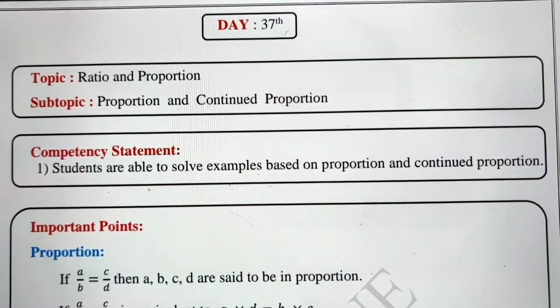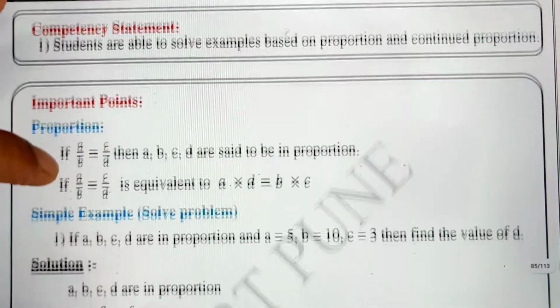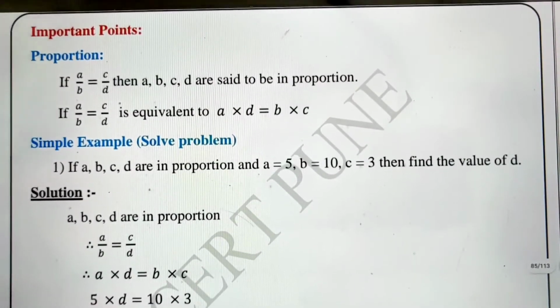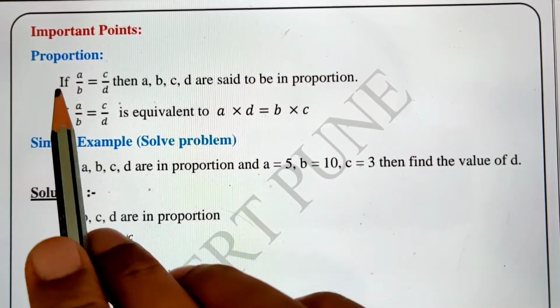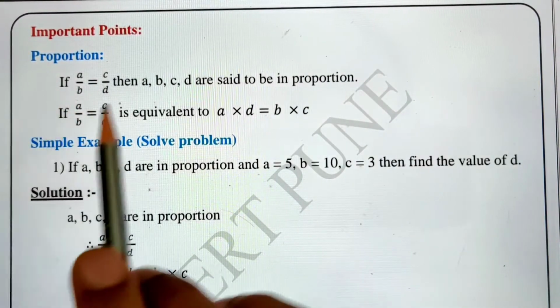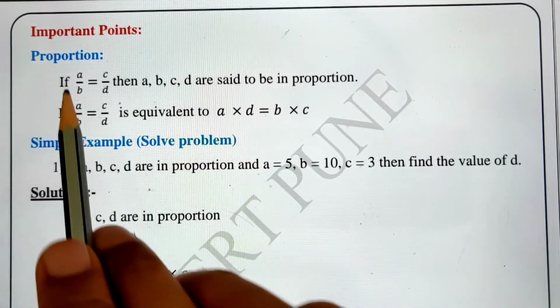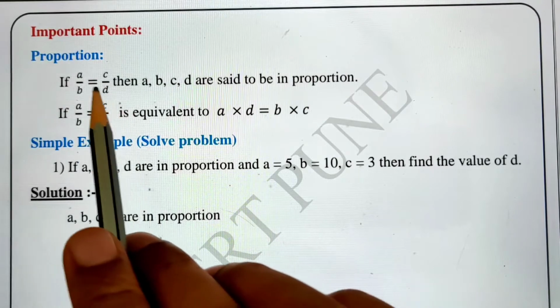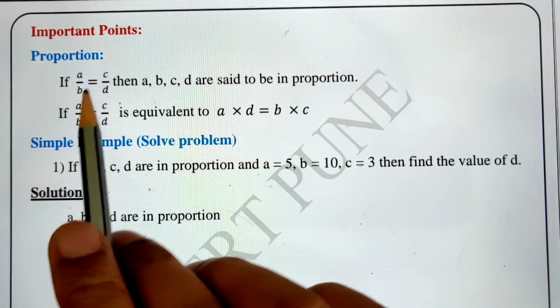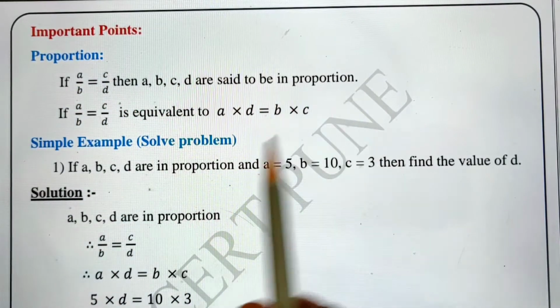If two ratios are equal, what is meant by proportion? Four numbers are in proportion. The given numbers are in proportion. When can we say the numbers are in proportion? If two ratios are equal, equality of ratio is called a proportion. If A upon B equals C upon D, these two ratios are equal, then the four numbers A, B, C, D are said to be in proportion.